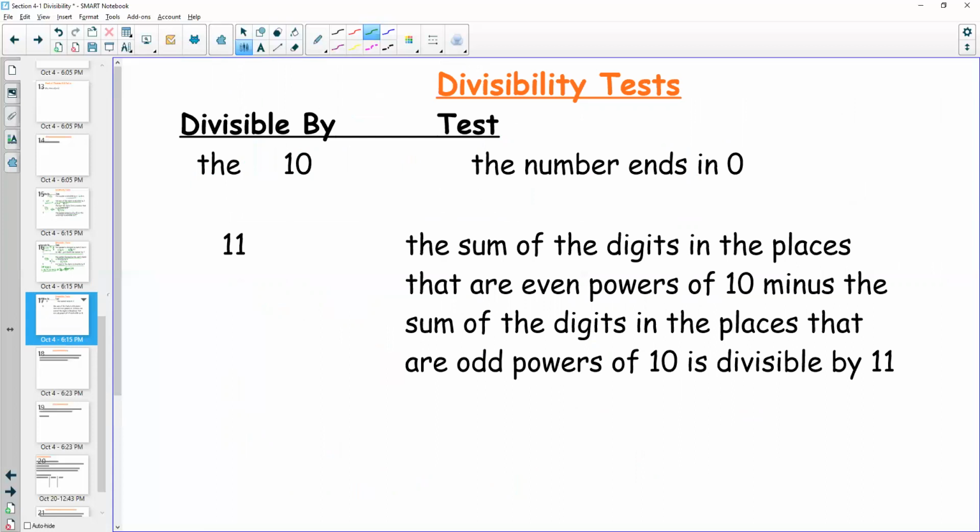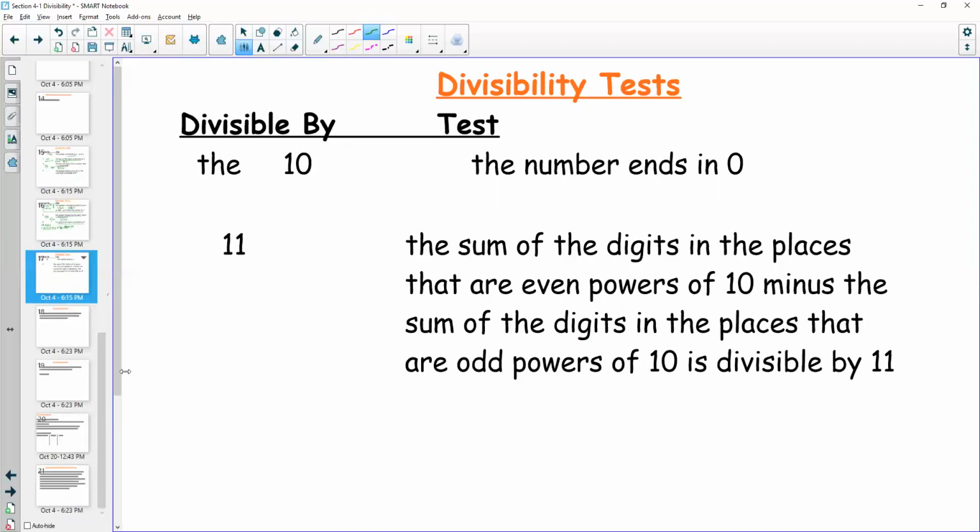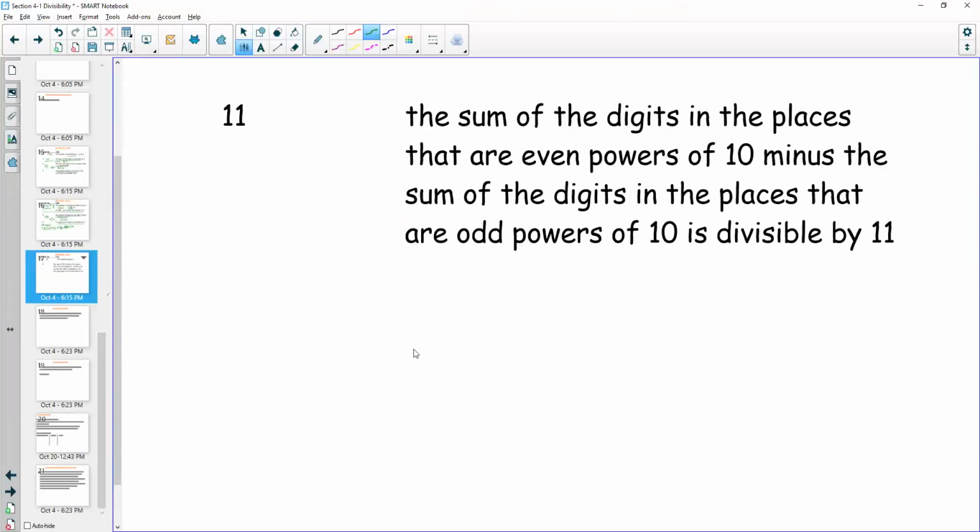11 is a little tricky, okay? Basically for 11, what it says is the sum of the digits in the places that are even powers of 10 minus the sum of the digits that are odd powers of 10 has to be divisible by 11. It's crazy. Okay, so let's see what that looks like. So if I have this number, 8,471,986.